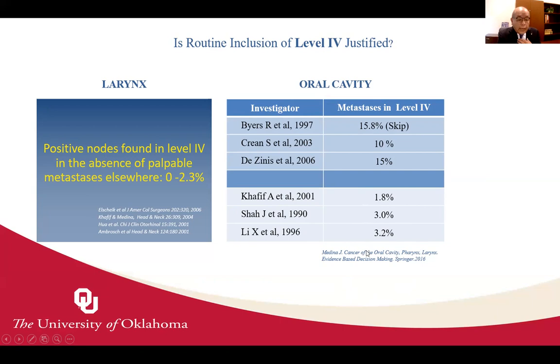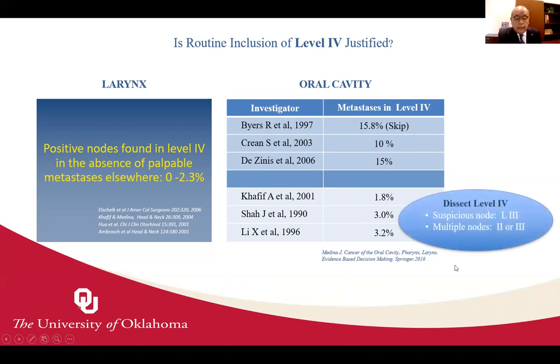So what do I make out of this literature and how do we deal with this in our practice? We dissect level 4 only when we find a suspicious node in level 3 or when there are multiple nodes in levels 1 and 2.